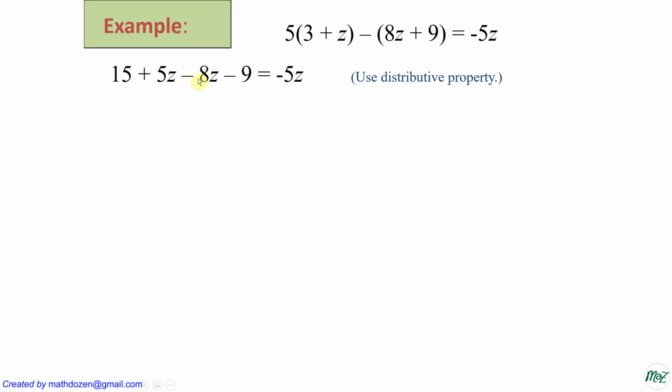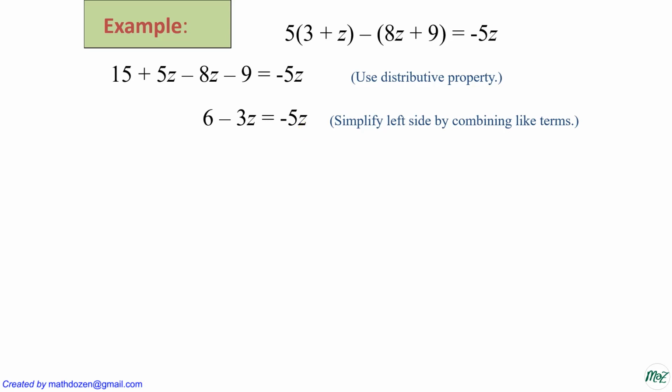So now we have negative 8z minus 9, because the minus in front of the parentheses changes everything inside the parentheses to the opposite sign. Next, we're going to combine like terms, and that brings us to negative 3z, because 5z minus 8z is negative 3z, and then 15 minus 9, those are two like terms as well, so that gives us 6. We didn't make any changes on the right-hand side of the equation.